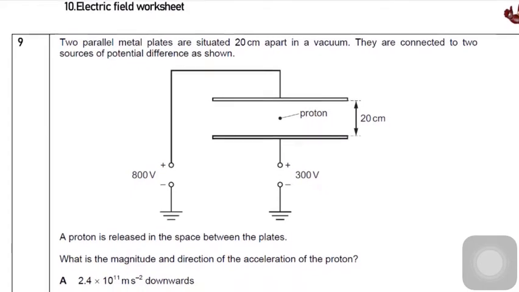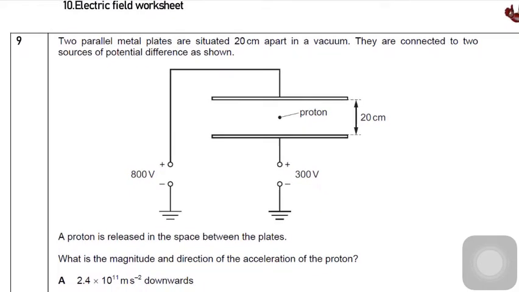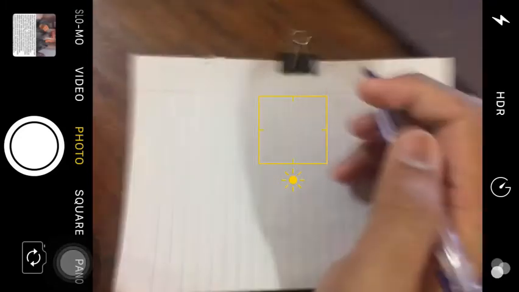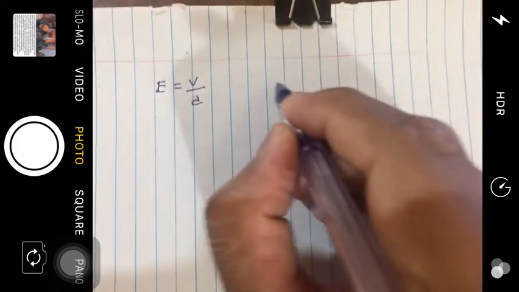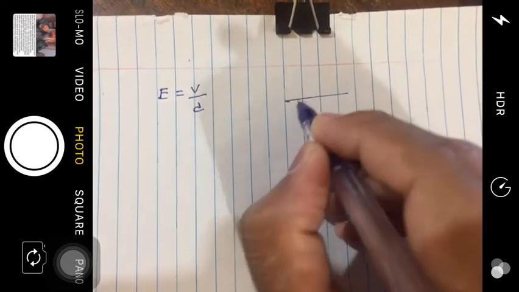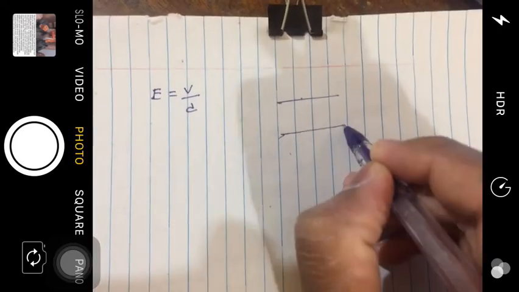If you haven't read the question, please pause the video and read it. The issue here is not related to electric field directly. It's rather about how to determine the potential difference between the two plates. As far as the equation is concerned, that's easy. E is equal to V over d. That's the equation that we're going to apply. But the issue is how we are going to determine the potential difference between the two plates.